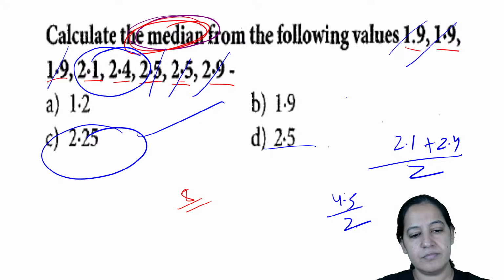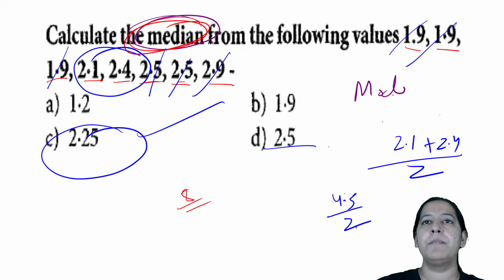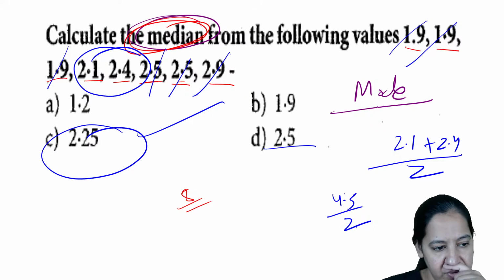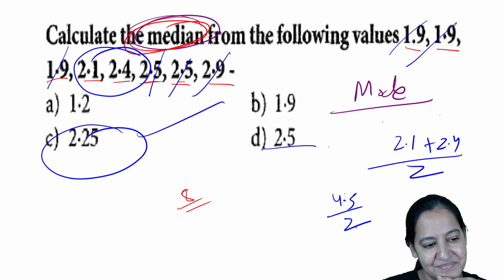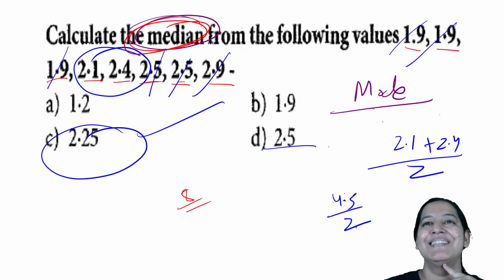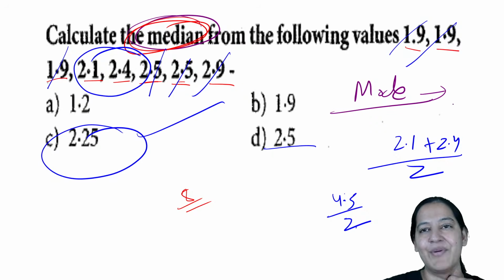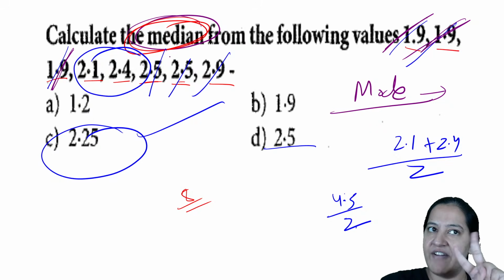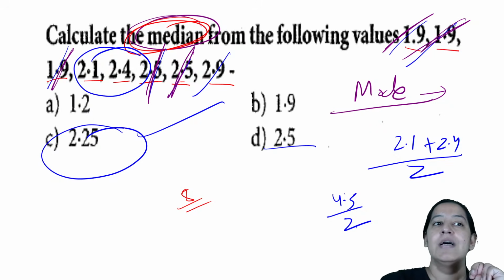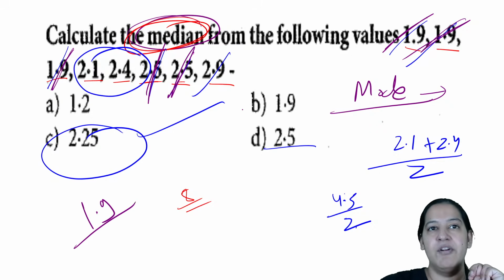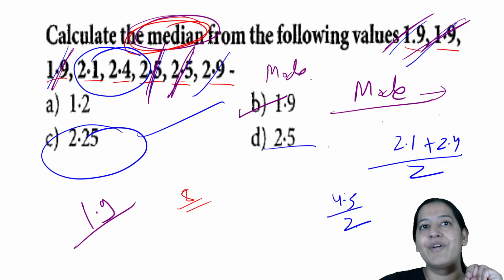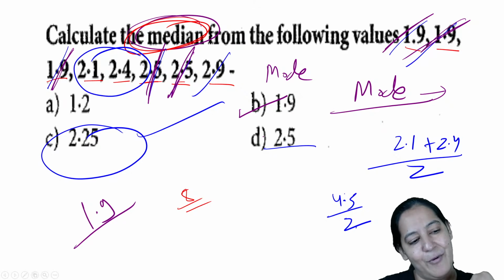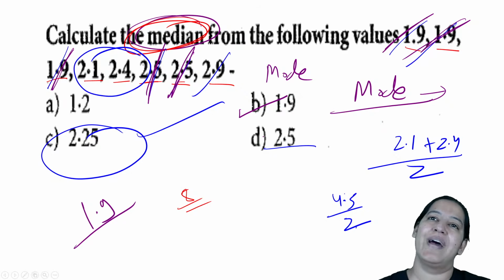What is the mode in this question? Same question, I am asking the mode, not the median. Which is the most frequent value? Who will tell me the mode? Fast. It is the most frequent value, na? What is the most frequent value? 1.9 is coming 3 times: 1.9, 1.9, 1.9. And 2.5 is coming 2 times. So the answer will be 1.9. So the answer will be B if I ask the mode. Yes, 1.9, RK, Niranjan. Again, both of you are absolutely right.